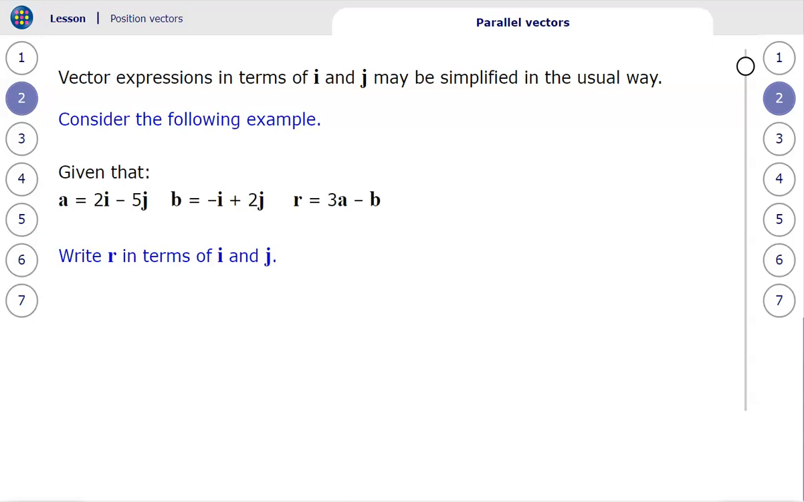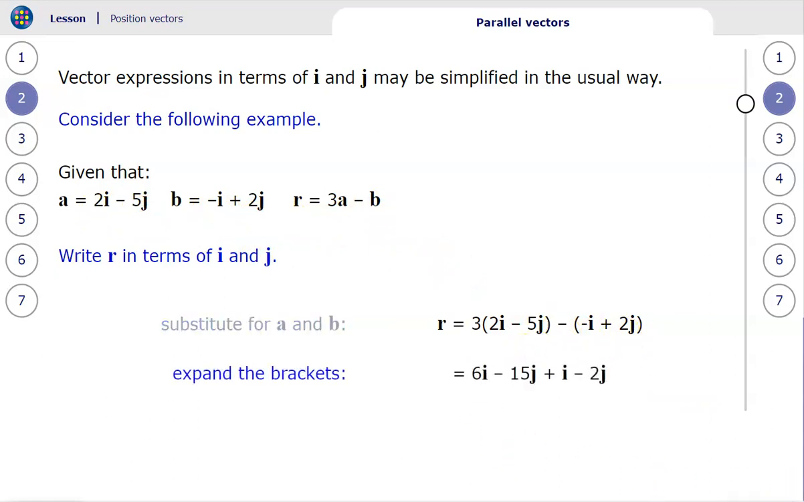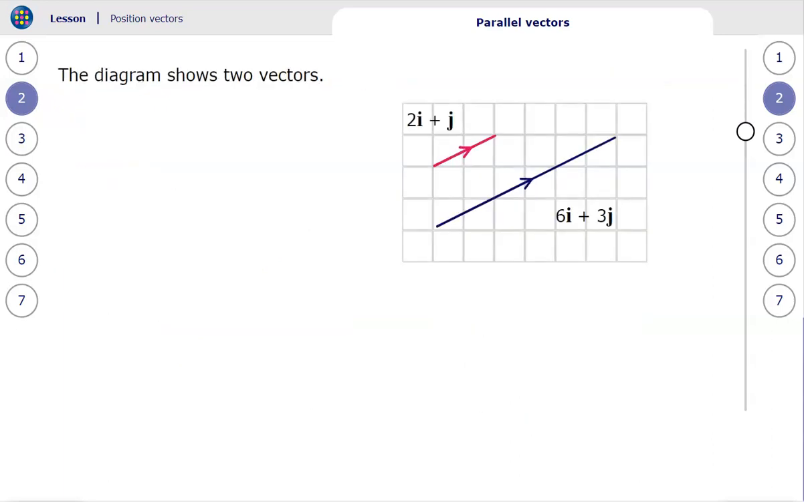So if I give you that a is the vector 2i + (-5j), b is the vector -i + 2j, and r is a vector that is 3a - b, we can write r in terms of i and j simply by substituting in. I've replaced a with its value over here, and b with that value over there. Now all I do is a bit of simple algebra, expand the brackets, collect the like terms, and I now have my new vector.